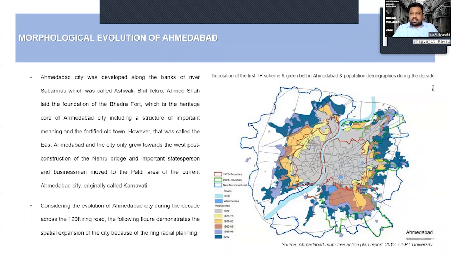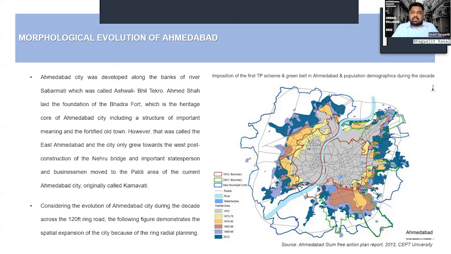The chart on the right indicates the morphological evolution of Ahmedabad from 1972 to 2012. The city of Ahmedabad was developed along the bank of the River Sabarmati. This was called Ashwini. Ahmedabad was previously called Karnavati.